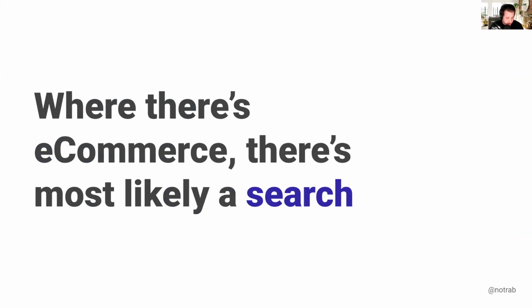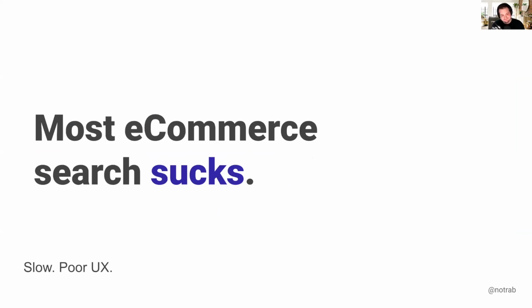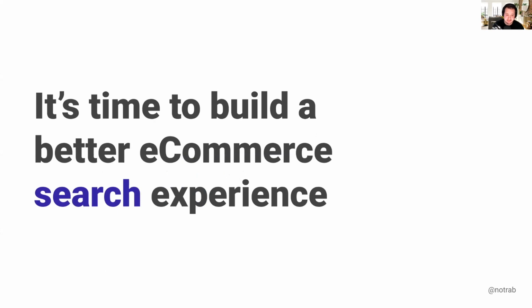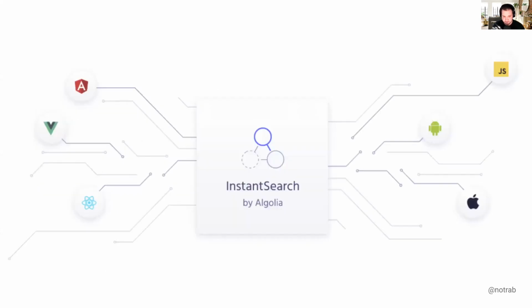And I said earlier on, we'll explore JAMstack and the search. And this is where I would like to explore now. Where there's e-commerce, there's most likely a search. Most likely you will use a search if you're looking for a specific product. But most e-commerce search sucks. Sorry to be blunt, but I think it does. It's typically slow. You click on a drop down, it takes forever to reload. The user experience is just terrible. But it's time we can all build a better search with a tool like Algolia.